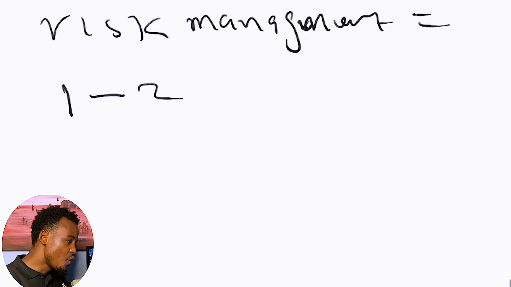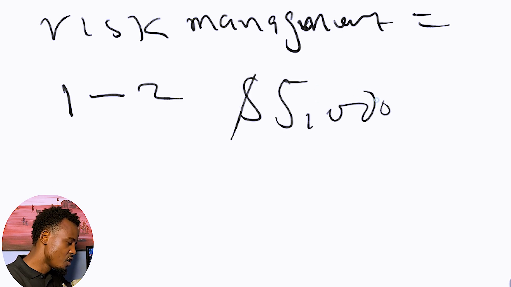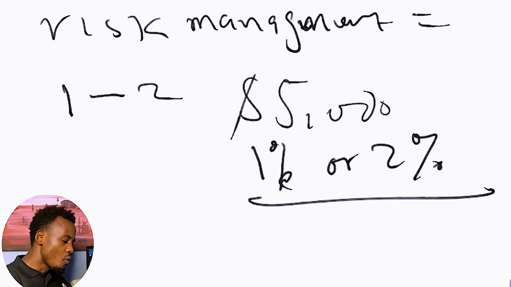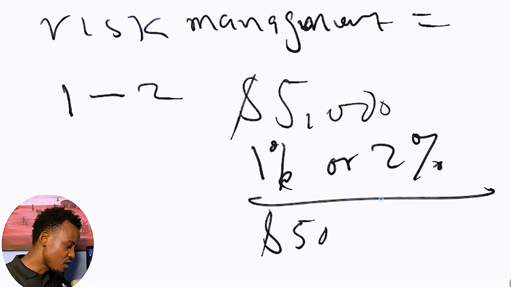If you have an account of $5,000, you are to risk either 1% or 2% of this account. What is 1% of $5,000? 1% of $5,000 is $50, while 2% of $5,000 is $100.